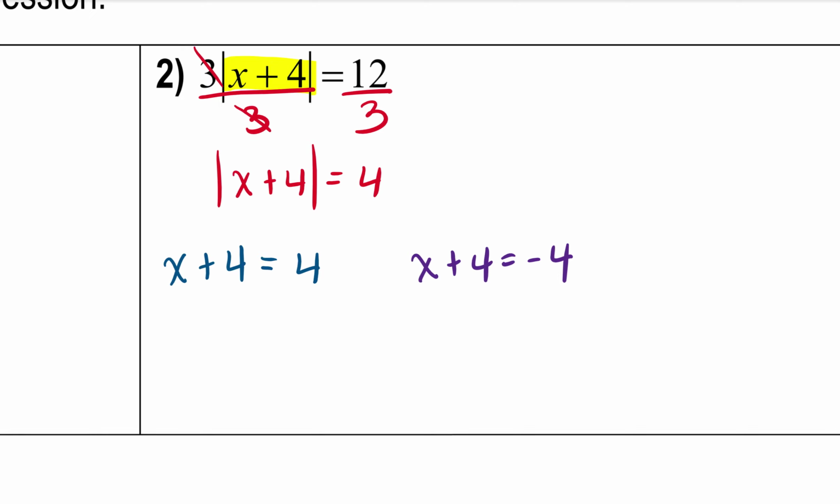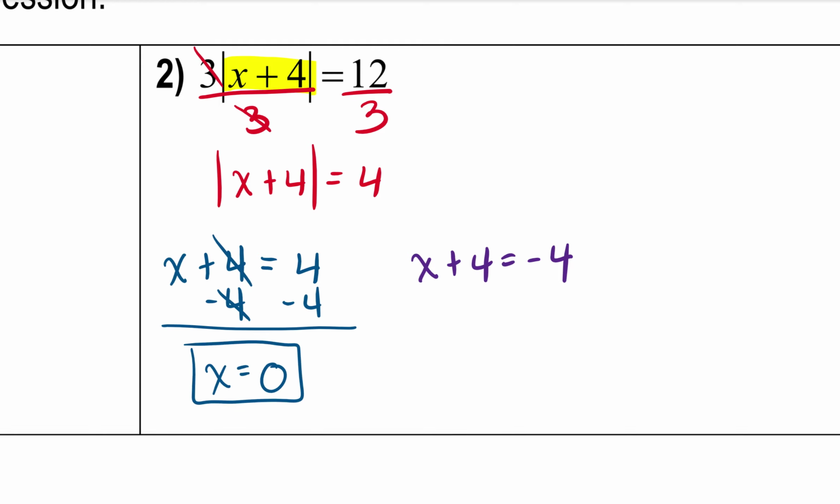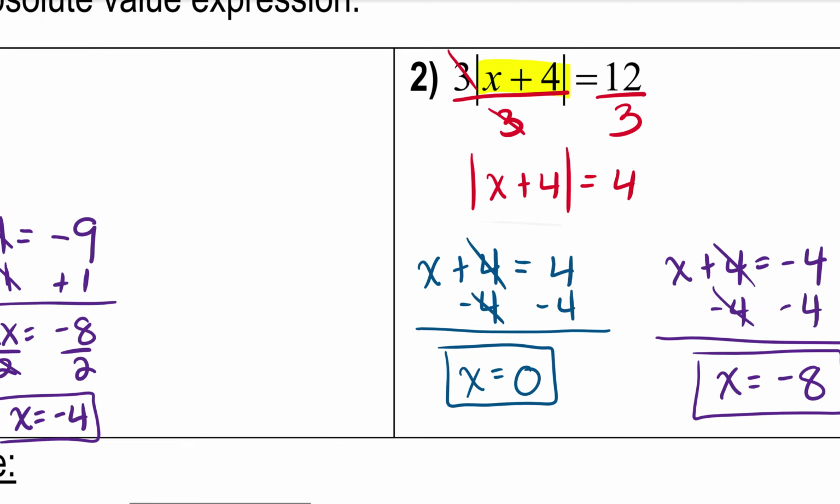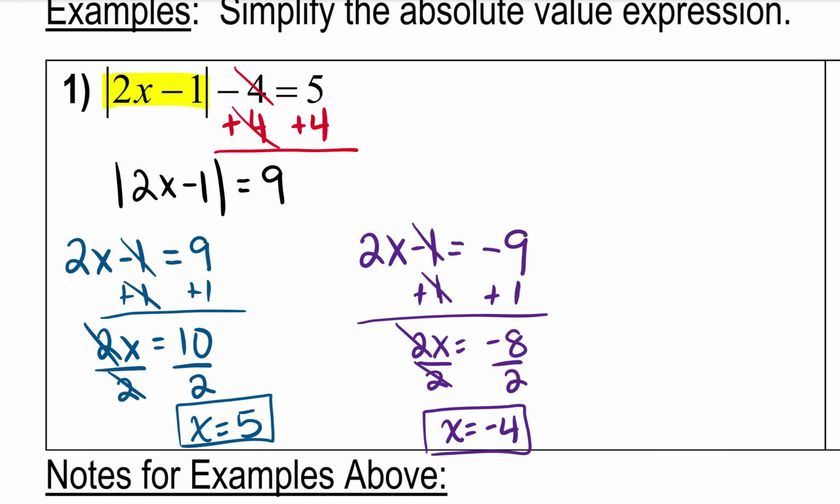So for the first one on the left, I subtract 4 from both sides. So x equals 4 minus 4 is 0. And the same thing on the right. Subtract 4 from both sides. x equals negative 4 minus 4 is negative 8. And those would be my two answers. So that's it for the first section.